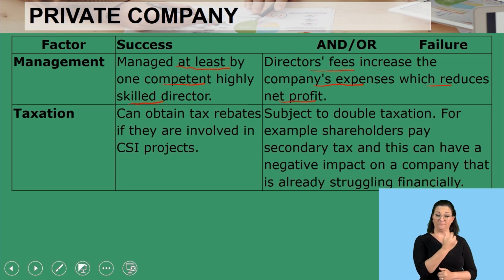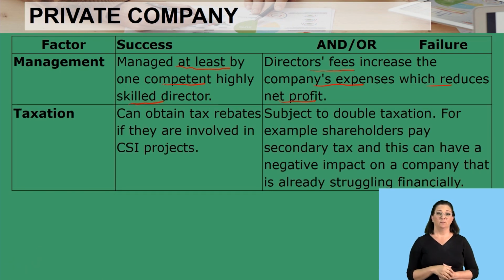But when we look into the taxation, this has to do with how the company will pay tax. The success is that a private company can obtain tax rebates if they are involved in corporate social investment projects. A tax rebate would allow the business to reduce the tax. But what is the failure there? The private company is subjected to double taxation.